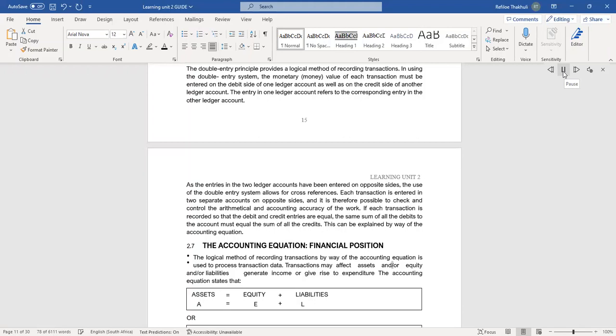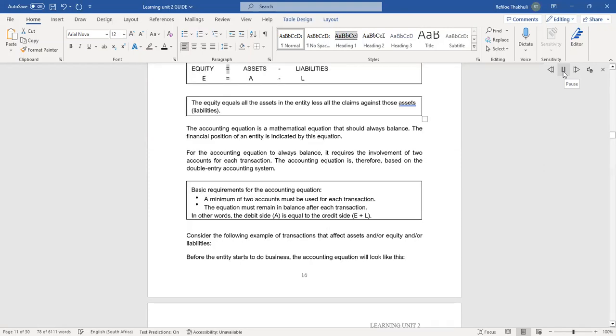Transactions may affect assets and/or equity and/or liabilities, generate income or give rise to expenditure. The accounting equation states that assets (A) equals equity (E) plus liabilities (L), or equity (E) equals assets (A) less liabilities (L). The equity equals all the assets in the entity less all the claims against those assets, liabilities. The accounting equation is a mathematical equation that should always balance. The financial position of an entity is indicated by this equation.